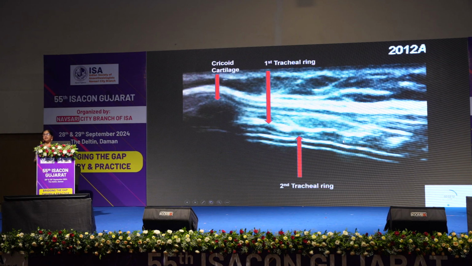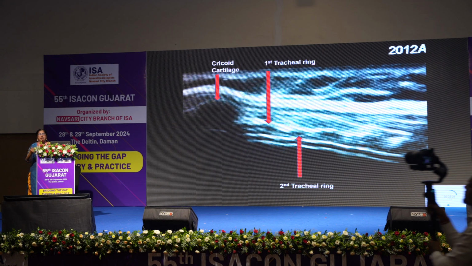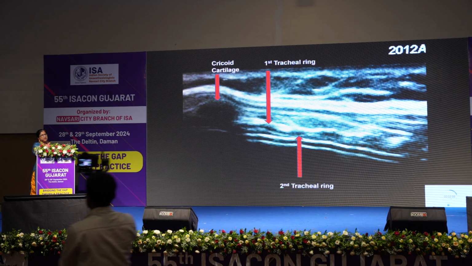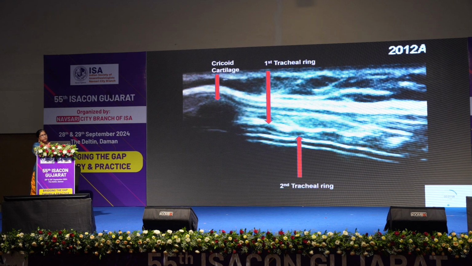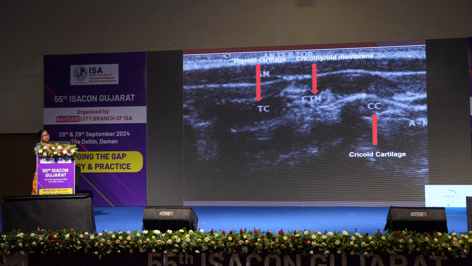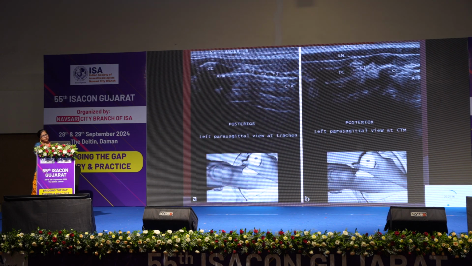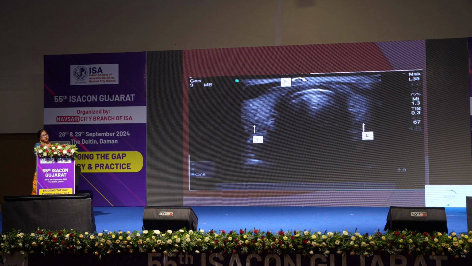Now, what's the role of the ultrasound in this is that if you are unable to locate the cricothyroid membrane, you can do a sagittal ultrasound scan in the midline, and you can see the tracheal rings. The bony knobby structures that are visible are the tracheal rings. This is the cricoid, and the thyroid is above that, so that you can locate the cricothyroid membrane. So ultrasound can actually help.